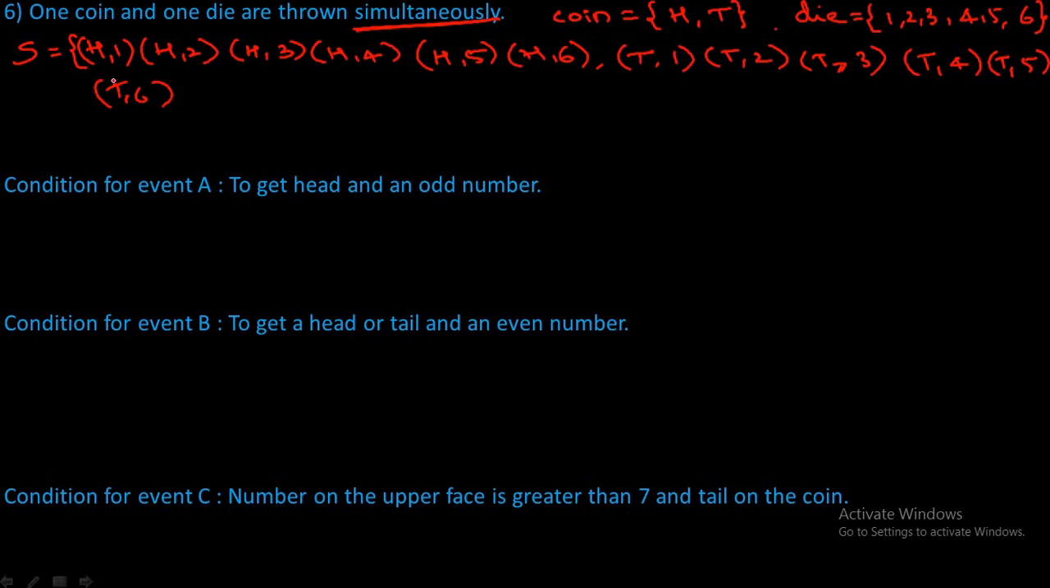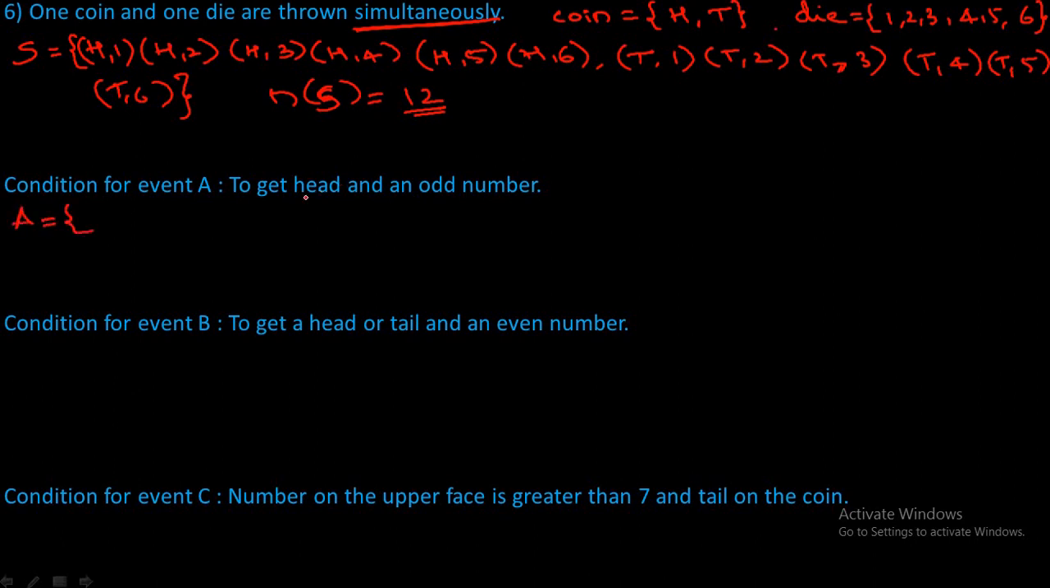So n(S) is equal to how much? These are the possibilities that may come. These are the 6 and these are the 6, so n(S) is equal to 12. So this is the answer, n(S) = 12. Now we should apply the condition for an event.